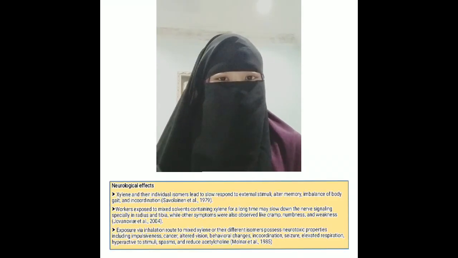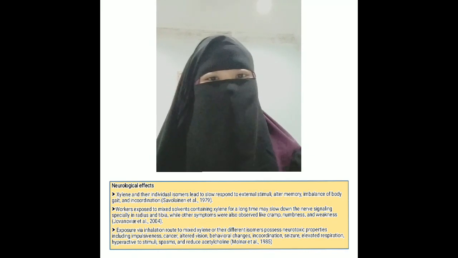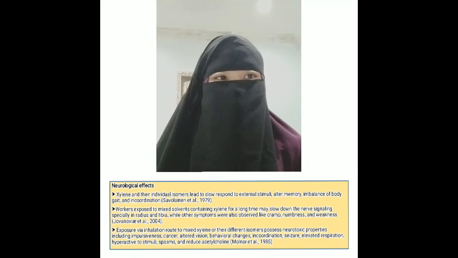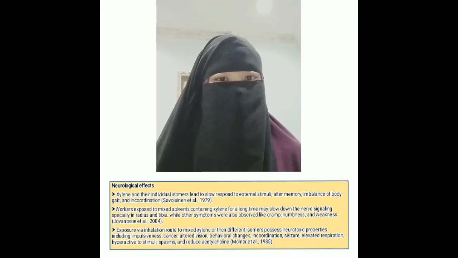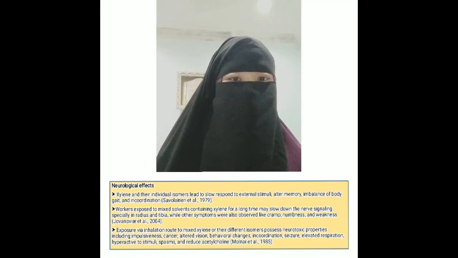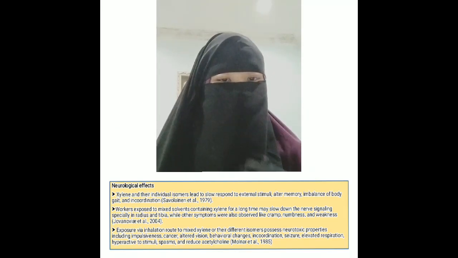Next, let's go through every system in the human body. The first one is the neurological effects. Xylene and its individual isomers will lead to slow response to external stimuli, which then will alter memory, cause imbalance of body height, or locomotion achieved through the movement of human limbs, and incoordination.